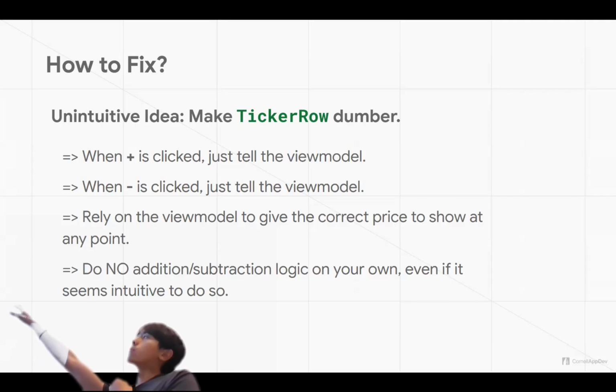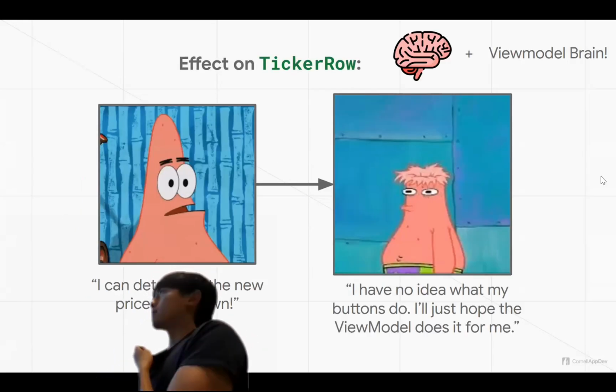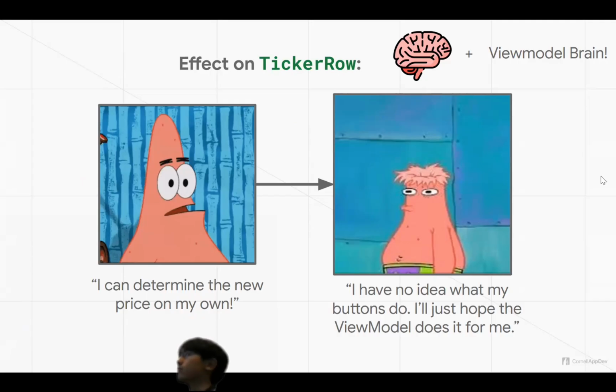In other words, we'll just convert the plus and minus to simple on clicks, and just tell the view model that the clicks occurred. You can see that the ticker row before could determine the new price on its own. Every time you hit plus or minus, it would perform the addition or subtraction on its own. But now, even though addition and subtraction seems intuitive, we'll take the brain out of ticker row, and ticker row will say, I have no idea what add or subtract does. I'll just hope that the view model knows what to do for me. And you can see that the brain that's pulled out is, in some sense, the brain of the view model.